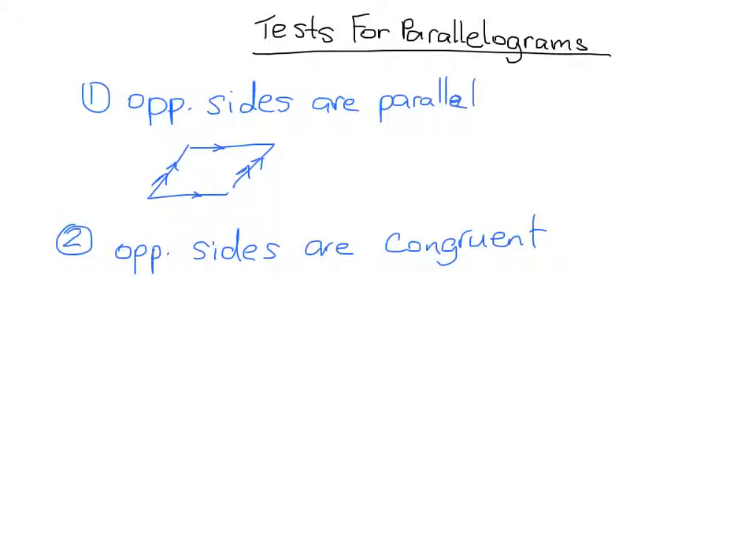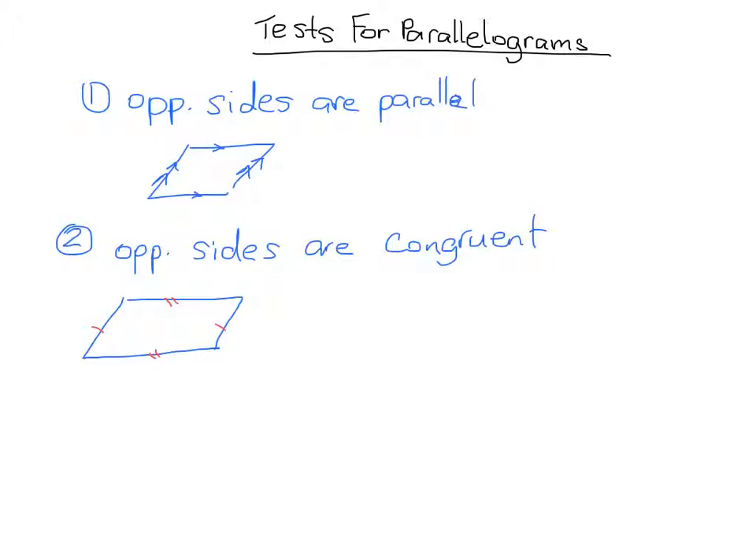So again, let's draw this out. If our parallelogram looks like this, as long as we know that both opposite sides, so that side and that side, as well as this side and this side, are congruent, then we know for sure that the figure we're looking at is in fact a parallelogram. So that's the second way.